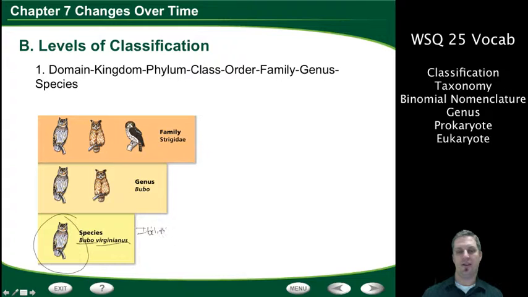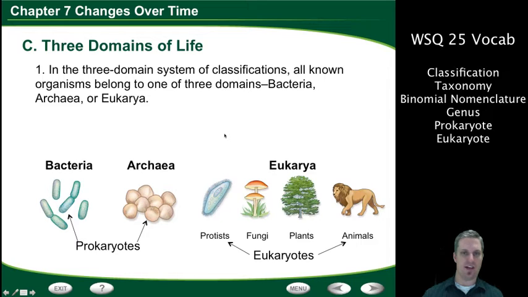I'm spelling it right. It's in italics. How's that? And notice that we have a capital genus, but a lowercase species. Notice in each of the other levels, they're just capitals. That's the 8 levels of classification. We're going to do some examples in class to help on that.